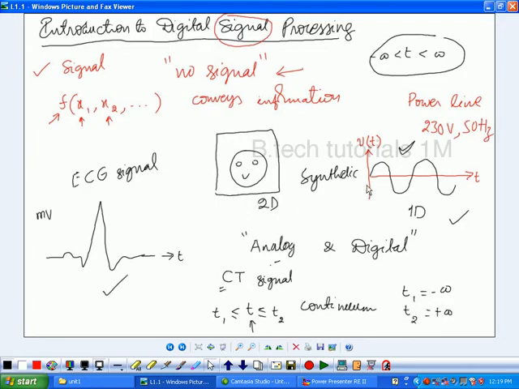So this is an example of one-dimensional signal. This is another example of one-dimensional signal, and the image is an example of a two-dimensional signal. If you consider the video signal, it is an example of a three-dimensional signal. And there is another way of classifying the signals, based on the independent variables.